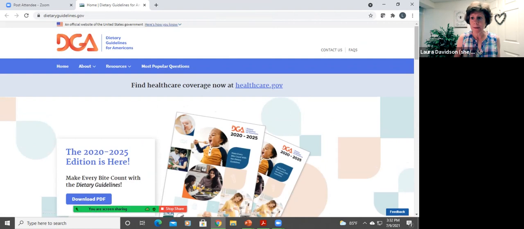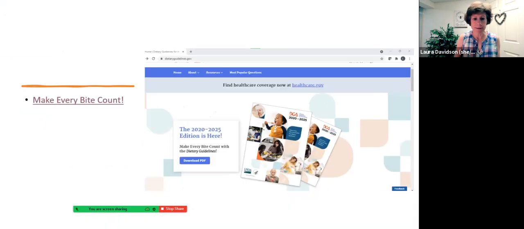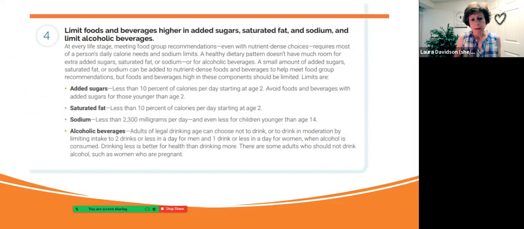So let me click out of this. And these are some recommendations in the 2020 Dietary Guidelines that you will have to work with on your exam. So I wanted to spend a few minutes doing some of the math that you'll have to do. So let's take a look. Added sugar should be less than 10% of calories. Starting at age 2, saturated fat less than 10%, sodium less than 2,300 milligrams.